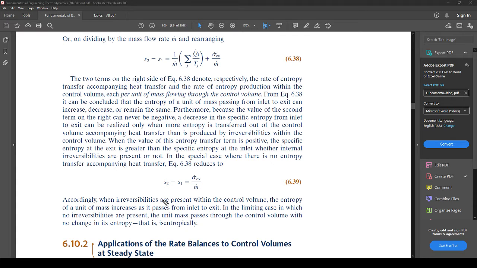So we're right here. And then it says, accordingly, when irreversibilities are present within the control volume, the entropy of a unit mass increases as it passes from inlet to exit. In the limiting case, in which no irreversibilities are present, the unit mass passes through the control volume with no change in entropy. That is, isentropically. So we're back to isentropic. If no entropy leaves accompanying heat transfer, and there are no irreversibilities present, you just get S2 equal to S1, which is an isentropic process. Same as it was before in the control volume.